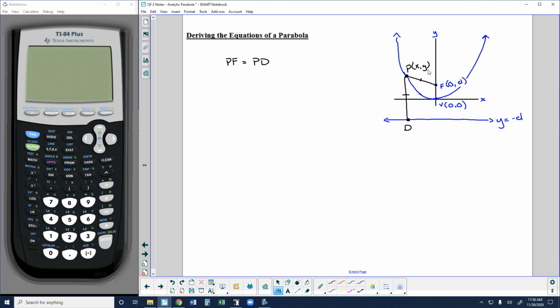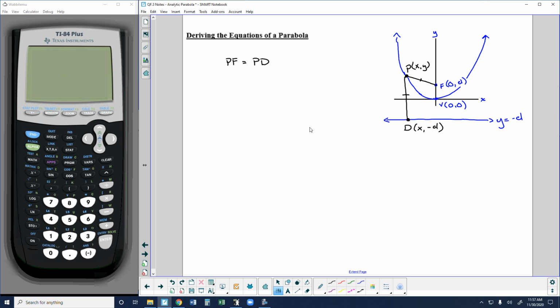It's going to have an X coordinate. It's going to have a Y coordinate. Then D is directly underneath P. So it's going to have the same X coordinate, but it's on the line for the directrix of y equals negative d, so its y coordinate is negative d. So what I want to do here is use this definition of a parabola to derive the equation for the parabola. PF is equal to PD.